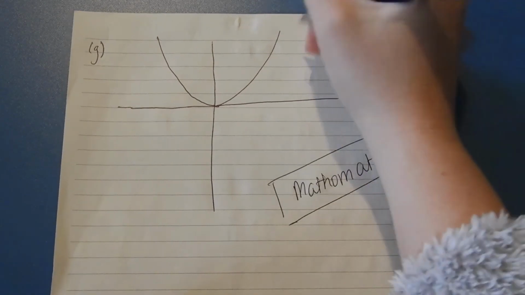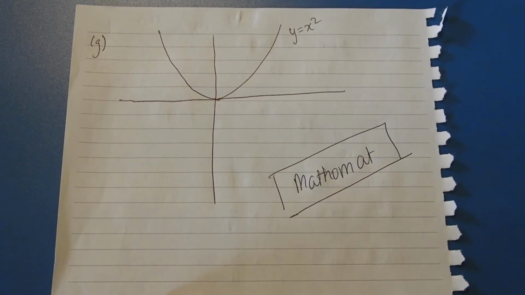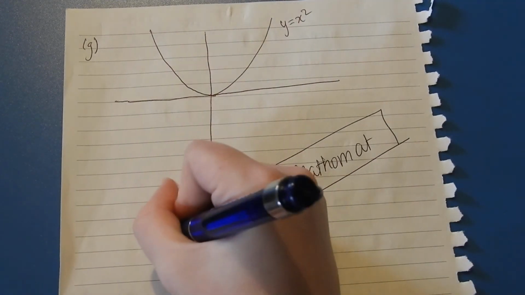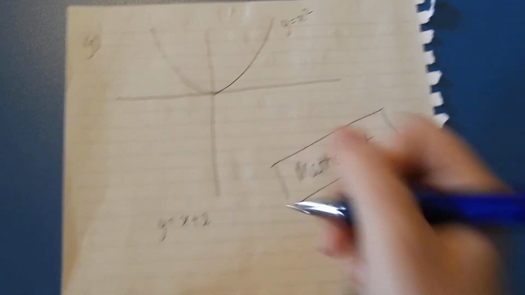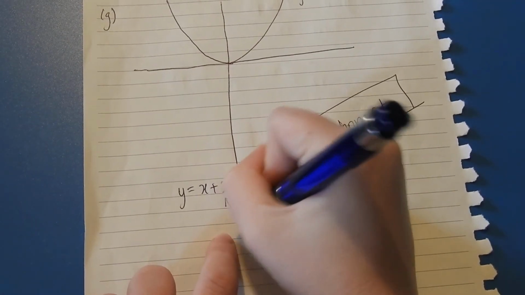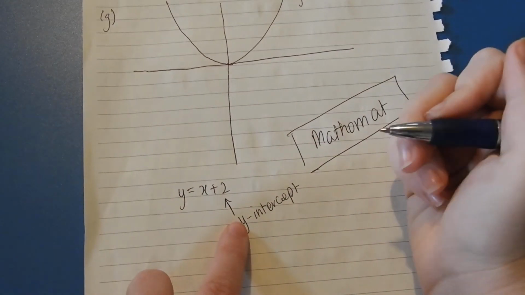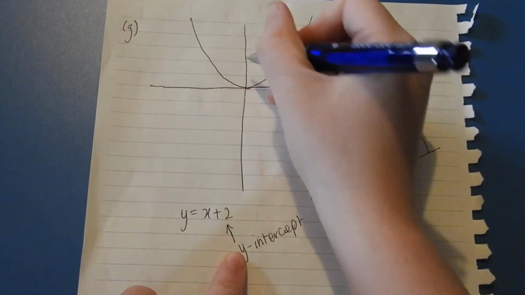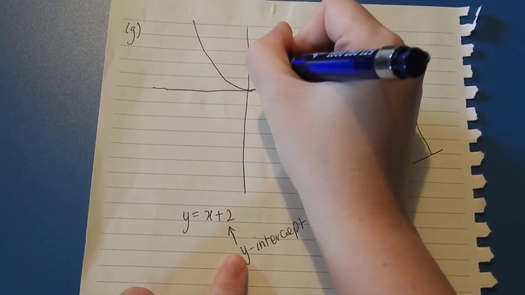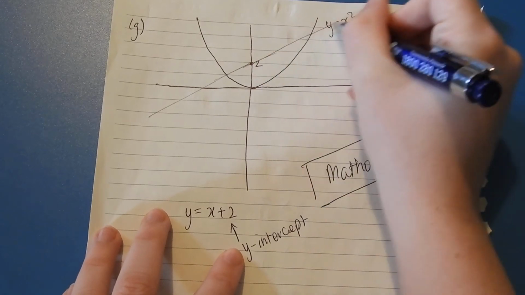Alright, so this is y equals x squared, and y equals x plus 2. So this is the y-intercept. So where it hits the y-axis. So it hits the y-axis at 2. So we just draw that line like that.